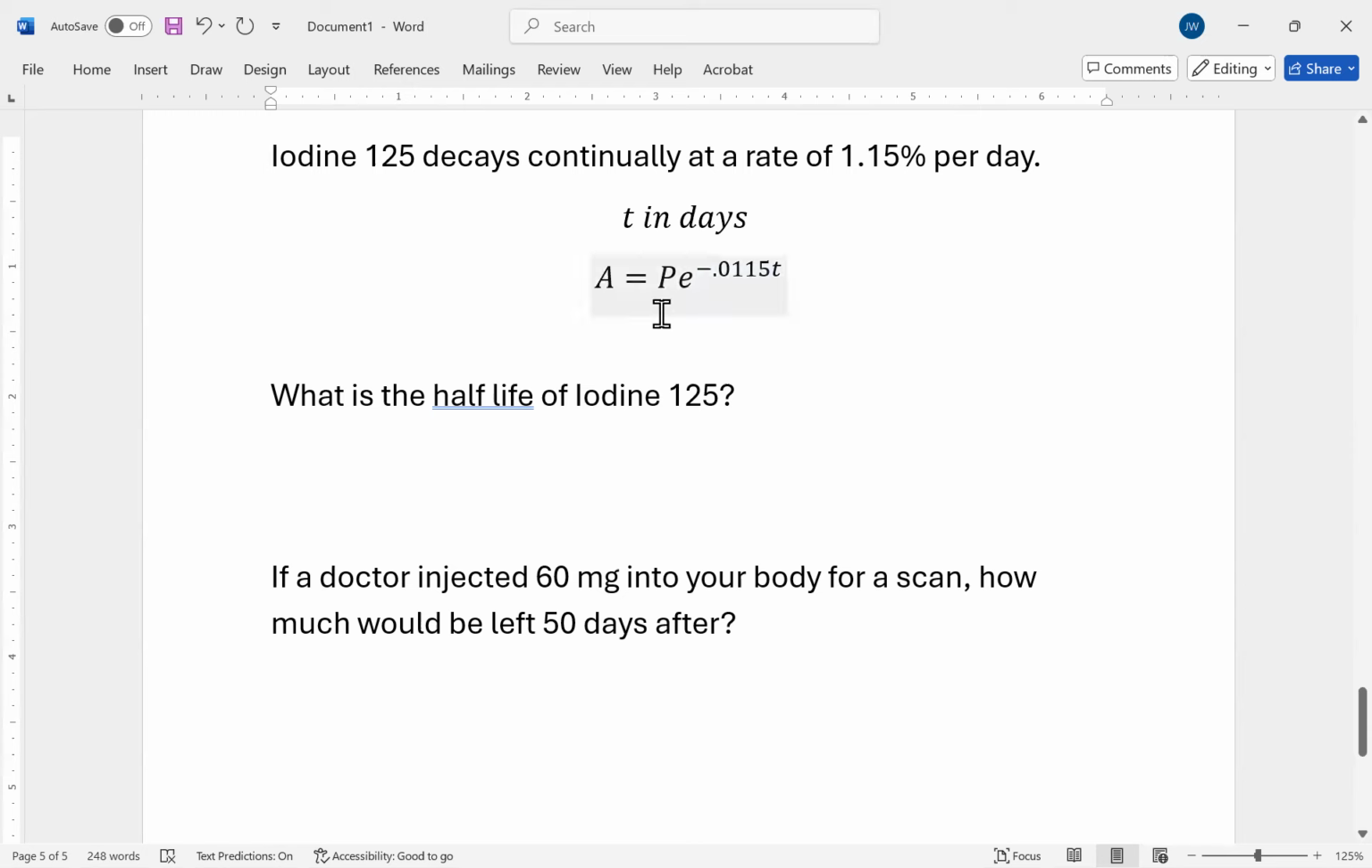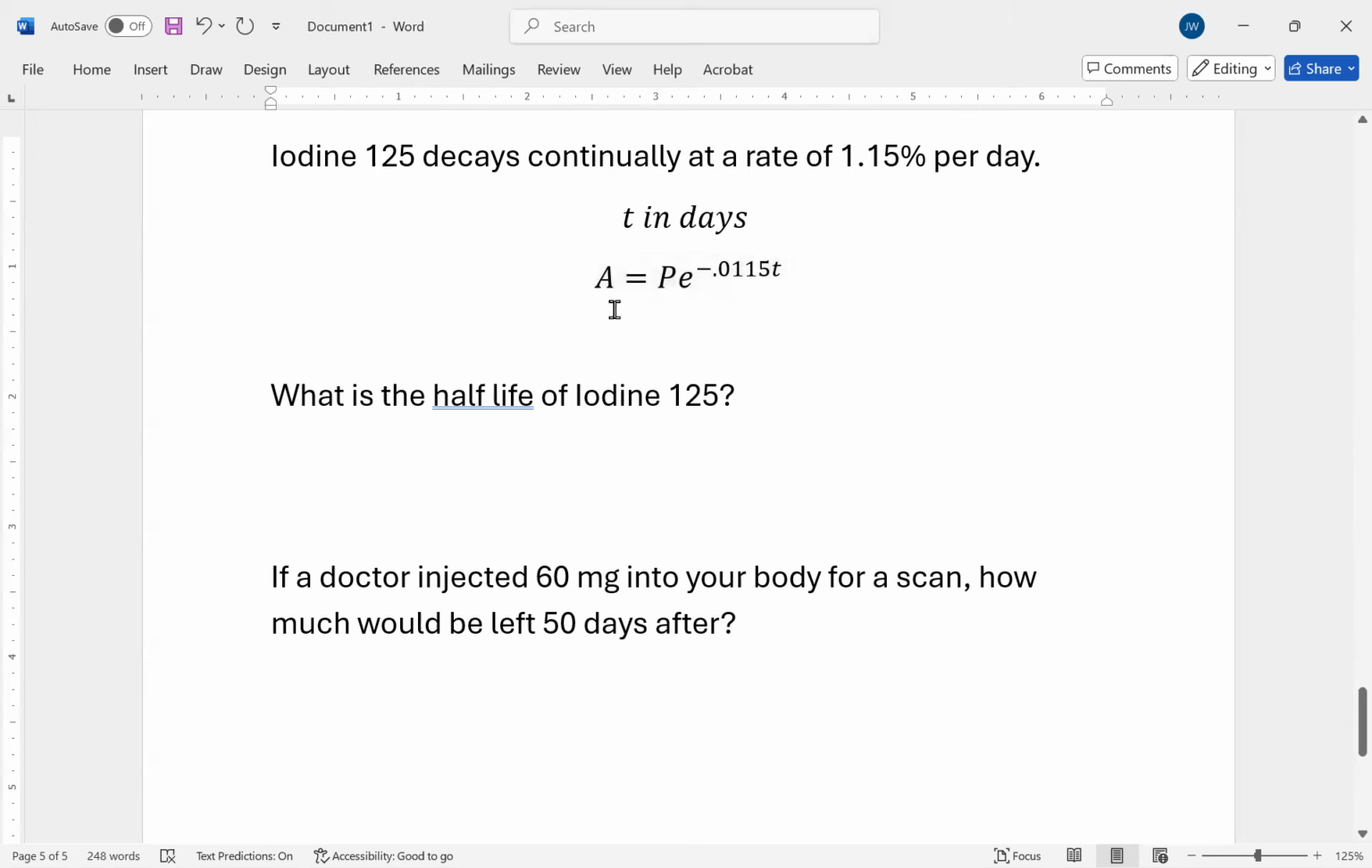Now, it doesn't tell me how much I start with. 125 is just the isotope of iodine that we're talking about. It is not the amount. So it doesn't tell me the amount that I start with, so I'm going to leave that as just P.